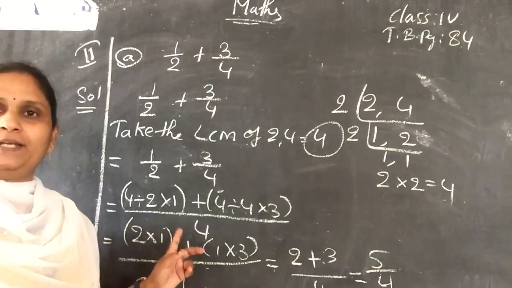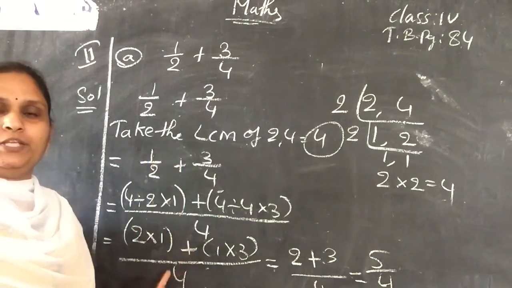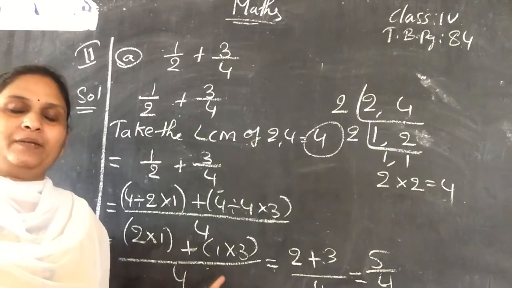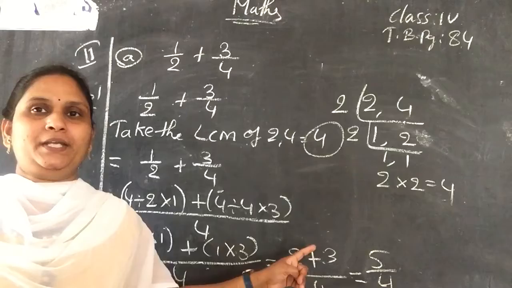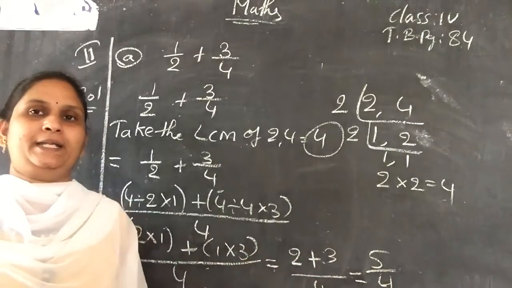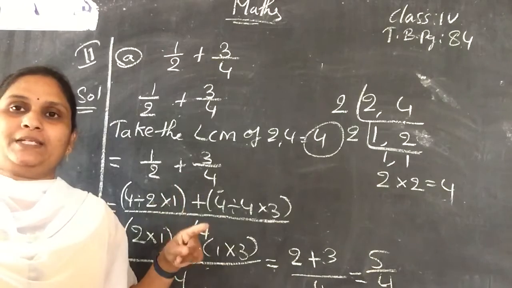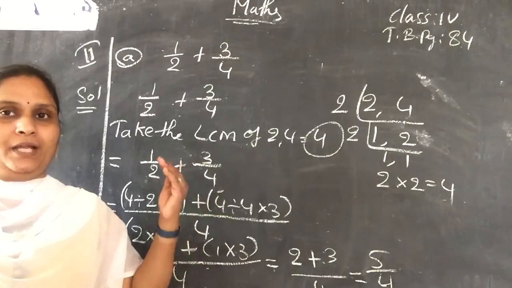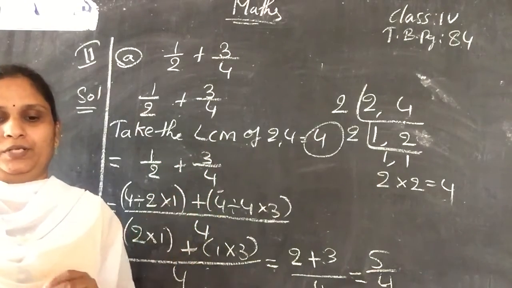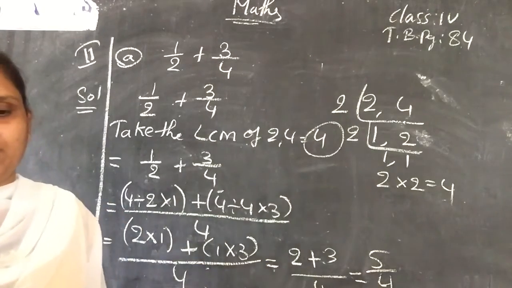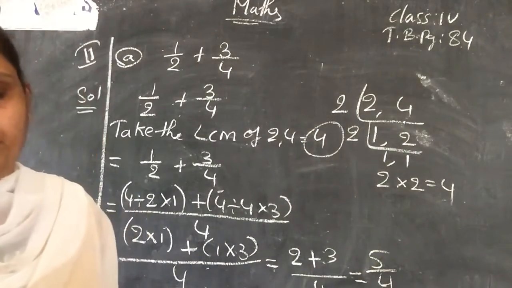And finally, the two products will be added, and the denominator will stay the same. After the LCM, whichever number you get, only that will be continued as the denominator. If you do one more sum, you can understand, children. Now we will do B.